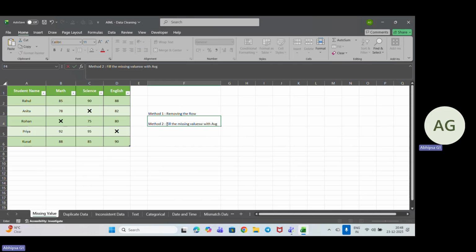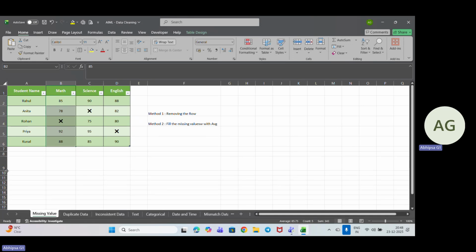Okay. So how can we do it, right? In this case, what is the average for math? Let's take it like this. We have the math marks 85, 78, 92, 88, and that would be divided by 4. So we do equal to 85 plus 78 plus 92 plus 88, right? So we are getting the answer as 343.